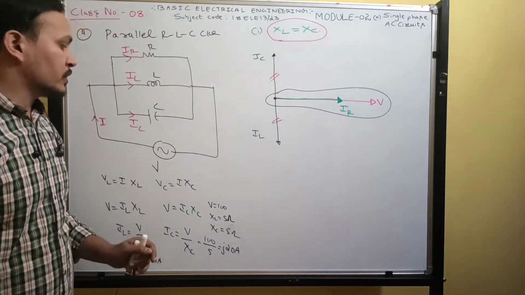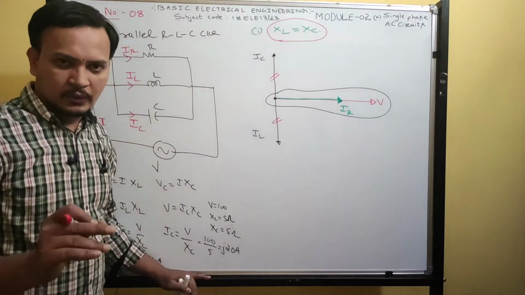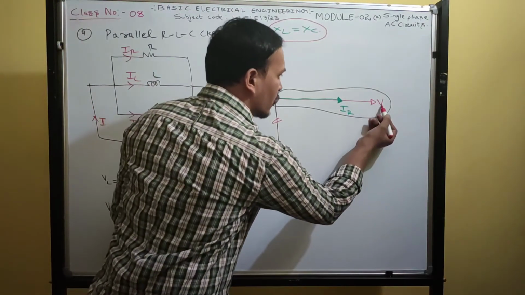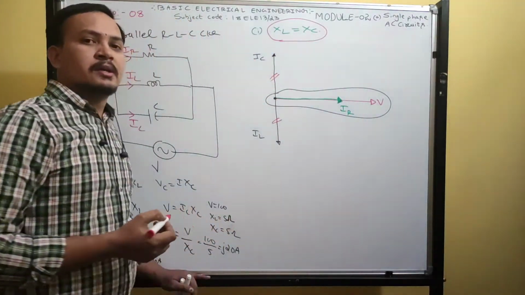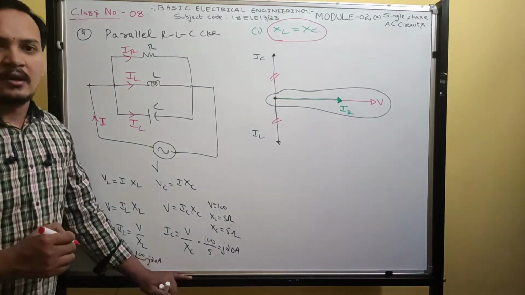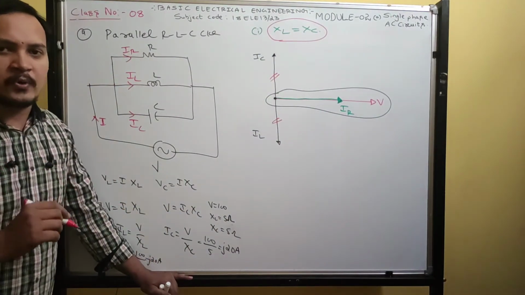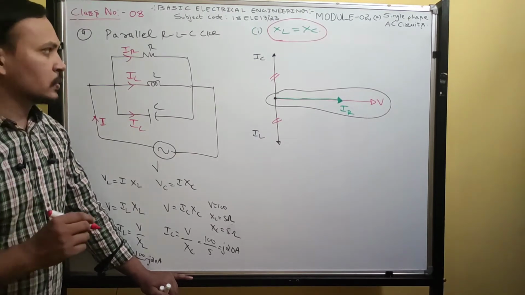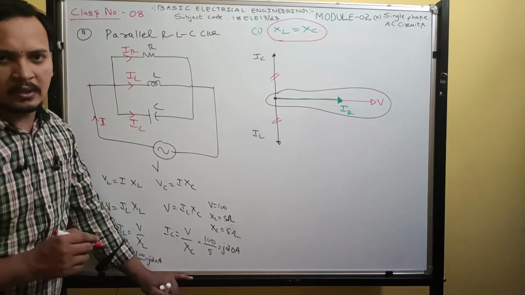At resonance, what is the power factor? Unity. Why unity? Because the angle between voltage and current is 0 degrees. What is cos 0? 1. Power factor is nothing but cos phi. Cos 0 is 1, so at resonance, the power factor will be unity.